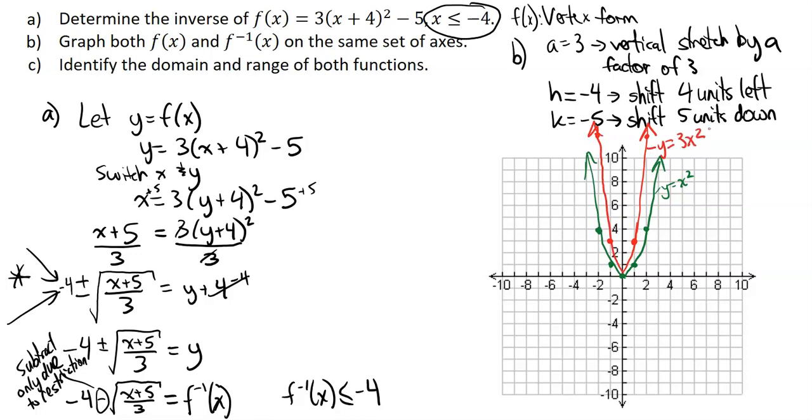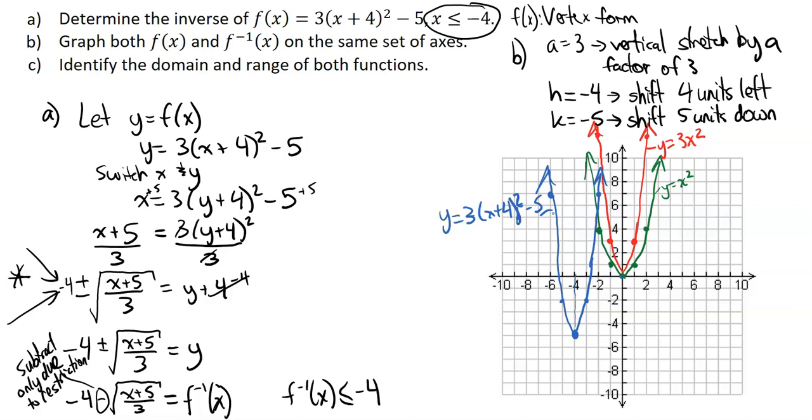So now we shift this 4 units left and 5 units down. I'm going to start with the vertex. 4 units left, 5 units down brings me right to there. And then you can just use that shape: over 1 up 3, over 2 up 12. So if I start at -5, I'm going to go all the way up to +7. And so there is the graph of the function y equals 3 times (x plus 4) squared minus 5.